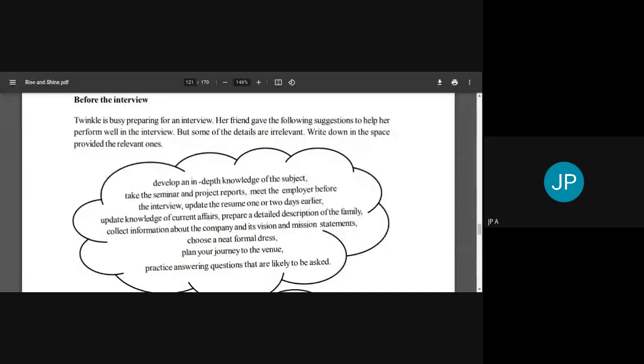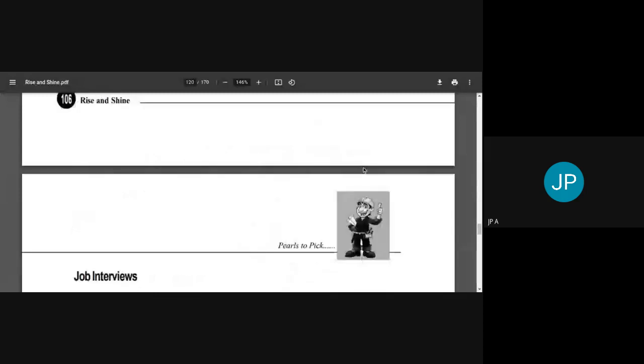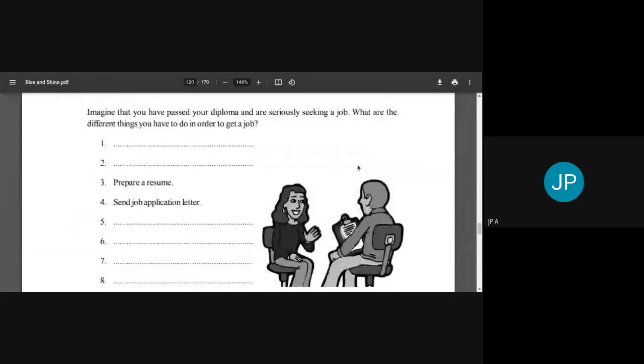Okay, so here you have already mentioned the things that we need to prepare if you want to get a job. So for getting a job, you need to have a proper qualification. You need to look for ads in the newspaper, then you prepare a resume. Hope you are able to see that.